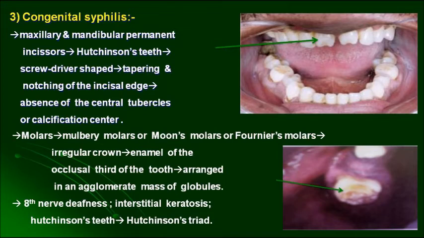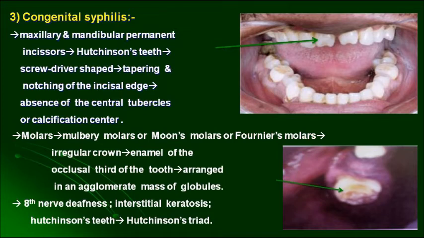Along with that, if you see a Hutchinson's triad, what is Hutchinson's triad? Along with Hutchinson's teeth, you can see eighth nerve deafness and interstitial keratosis. When these three features combine together, it is called a Hutchinson's triad. Congenital syphilis results in Hutchinson's teeth, which affect the central incisors as well as the posterior teeth. Incisors are affected as what? Screwdriver shaped, and they are called screwdriver shaped Hutchinson's teeth.